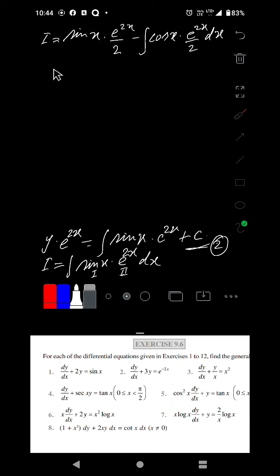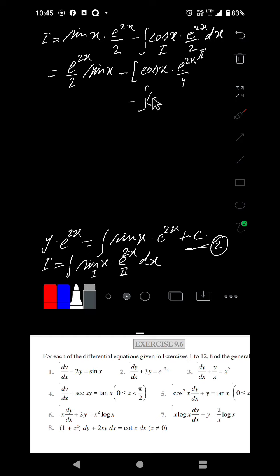Let's simplify this. E raised to the power 2x upon 2 sine x. Again, proceeding from this term, we are going to integrate this again by parts. So this is first function and this is second function. So minus outside and within the bracket, we apply integration by parts. First function as it is, cos x, integral of second function, which becomes e raised to the power 2x upon 4, minus integral as a whole, differential of first function, differential of cos x is minus sine x, and integral of the second function, which is e raised to the power 2x upon 2, integral of this function becomes e raised to the power 2x upon 4, dx, and bracket closed. That is e raised to the power 2x upon 2 sine x.